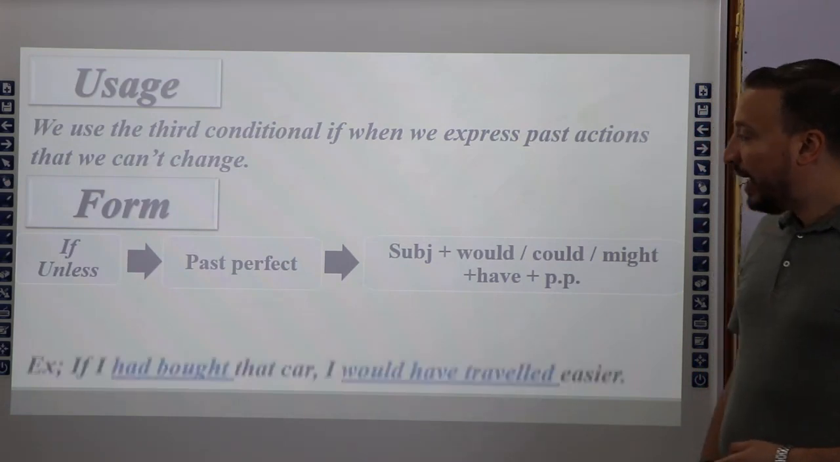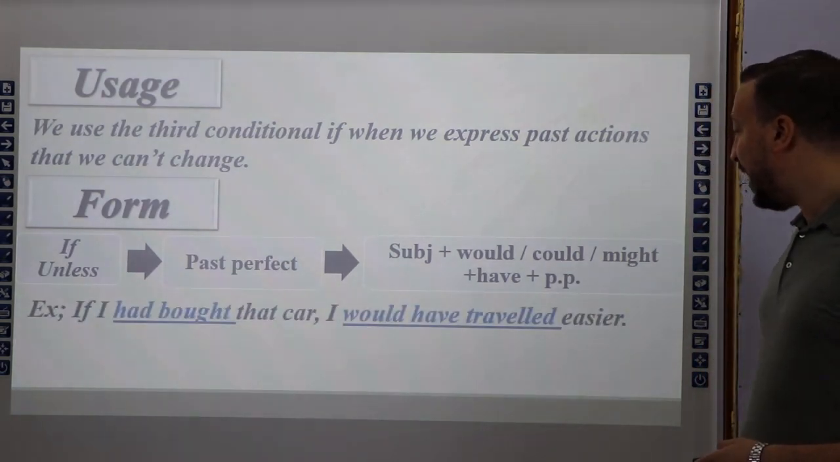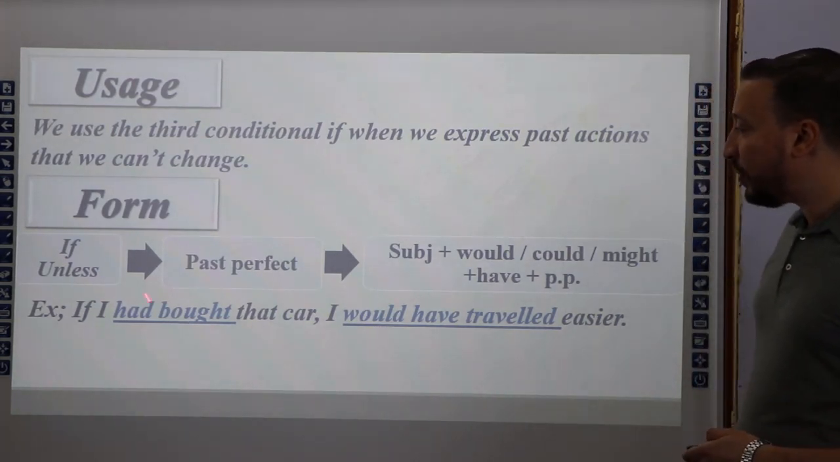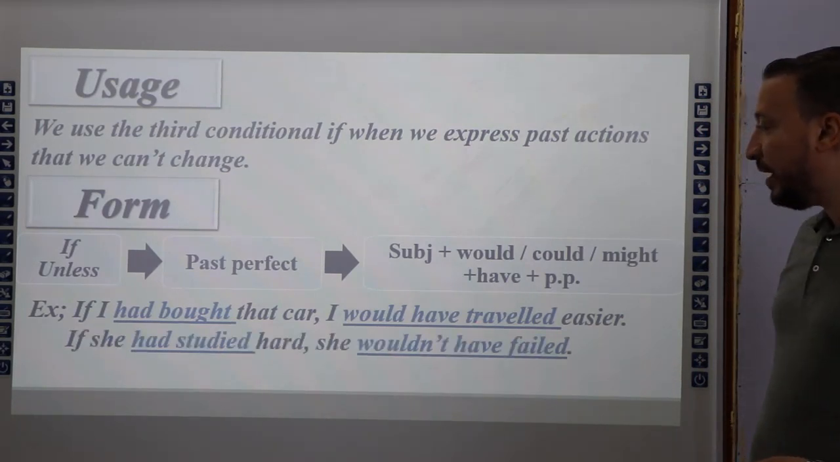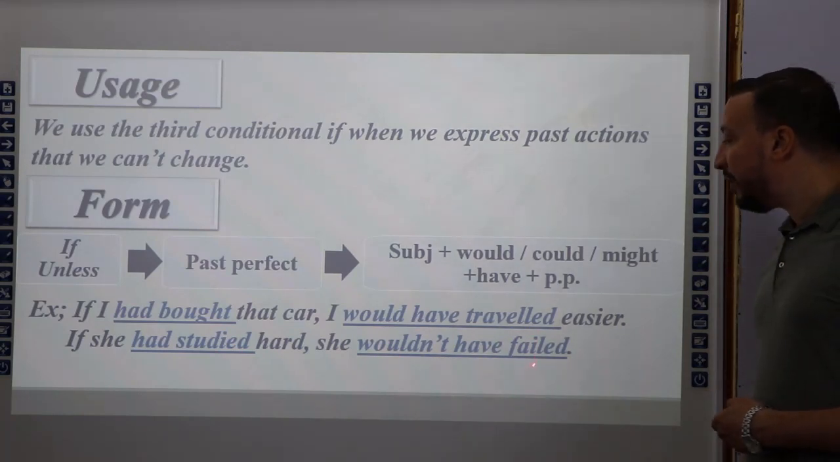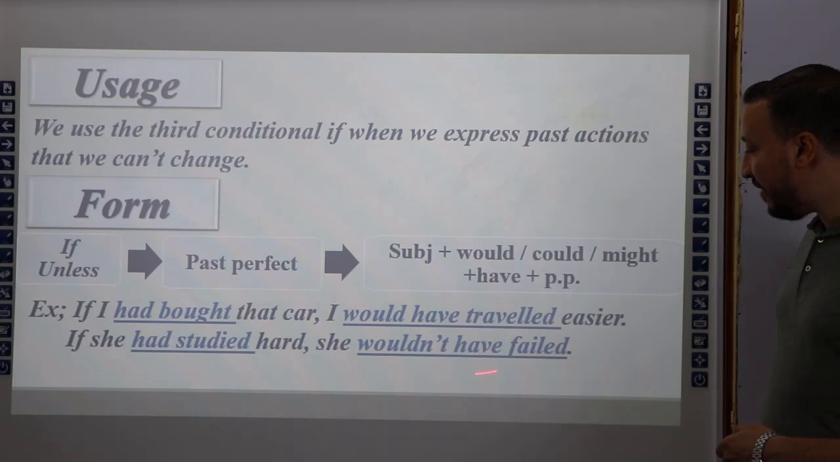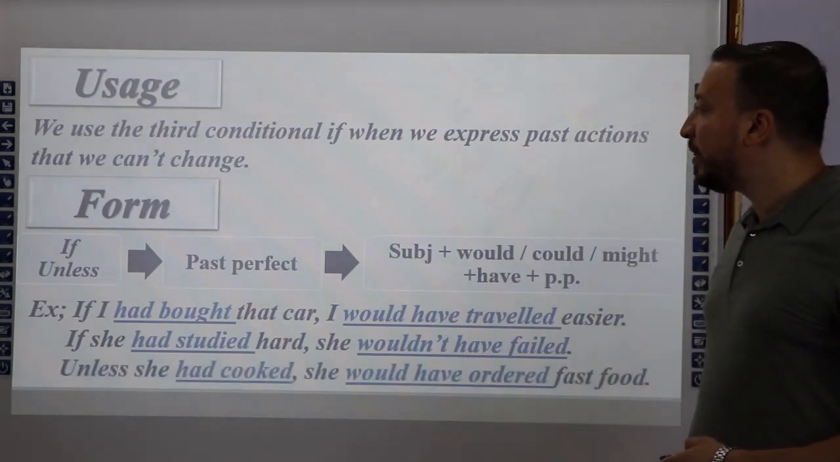Okay, look at this example. If I had bought that car, I would have traveled easier. Had bought, would have traveled. If she had studied hard, she wouldn't have failed. Had studied, wouldn't have plus PP. Okay.